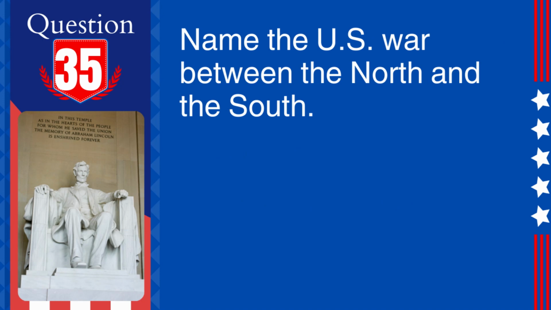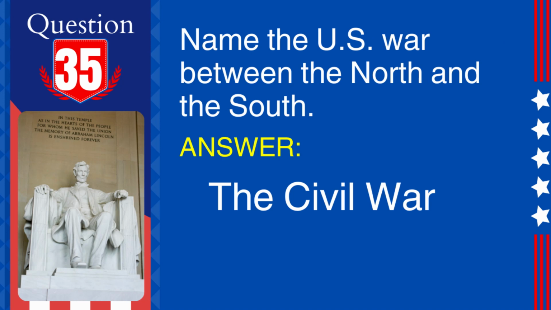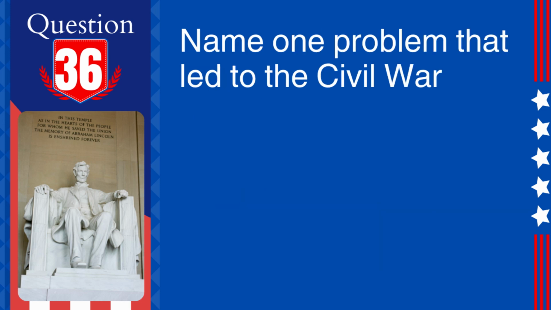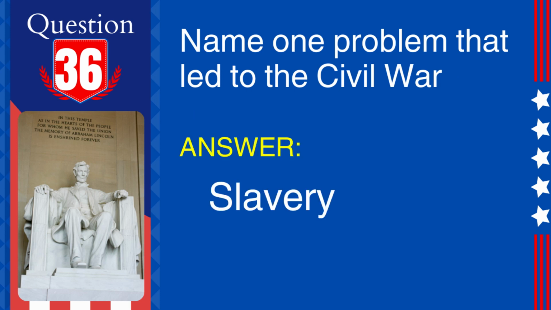35. Question. Name the U.S. war between the North and the South. Answer: the Civil War. Explanation: the Civil War was a conflict between the Northern states, Union, and the Southern states, Confederacy, from 1861 to 1865. 36. Question. Name one problem that led to the Civil War. Answer: slavery. Explanation: the issue of slavery was a primary factor leading to the Civil War, particularly the question of its expansion into new territories and states.